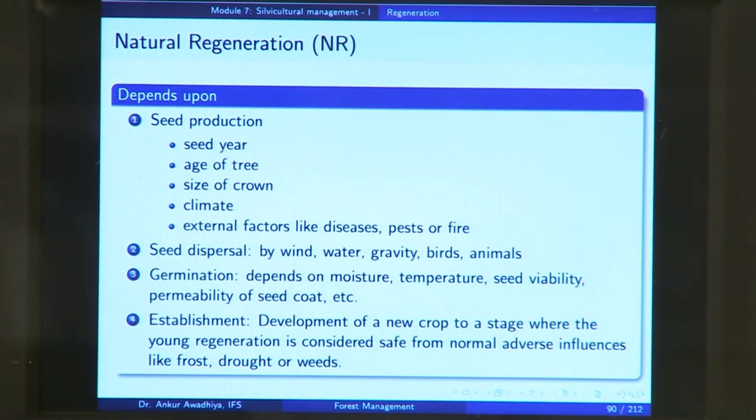Now, what is seed year? Generally, for a number of species, we observe that the number of seeds that are produced in every year will vary, and generally in every 3 or 4 years there will be one year in which these trees will produce a very large number of seeds. So, that year in which a tree produces a very large number of seeds, a very large number of viable seeds, is known as a seed year.